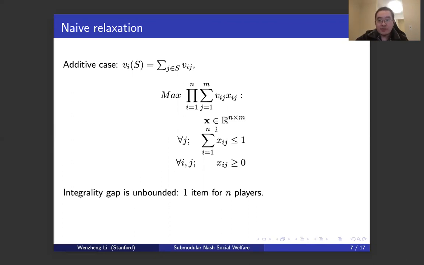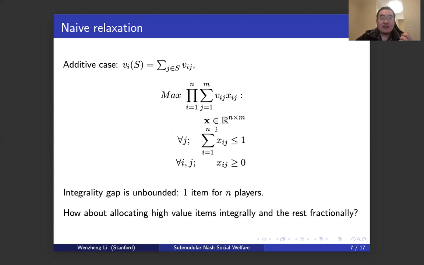But if you think more carefully about this program, you'll find out that bad things only seem to happen when all the agents are competing for a few very high value items. So based on this intuition, it's very natural to ask: can we identify a few high value items, assign them integrally, but for the remaining items, just use this naive relaxation fractionally?